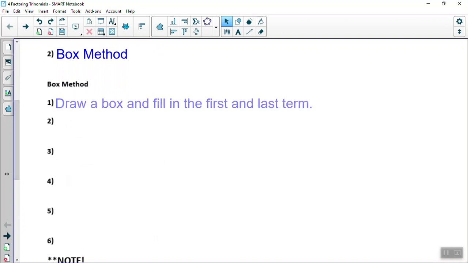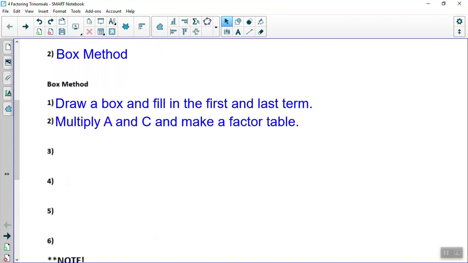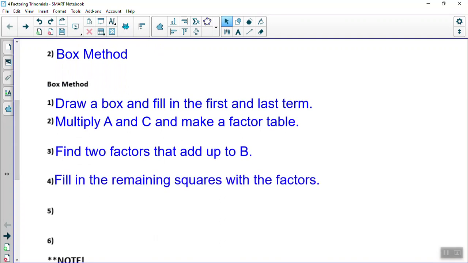The first thing we do is we draw a box and then we fill in the first and last term. As we go through, first I'm just going to give you all the steps, then we're going to put them to use. Then we're going to multiply a and c and make a factor table. When we get to an actual example, I'll show you what I mean by a and c. Next, we're going to find 2 factors that add up to b. So I'll show you what b means. Then we're going to fill in the remaining squares with the factors that we found from this factor table here.